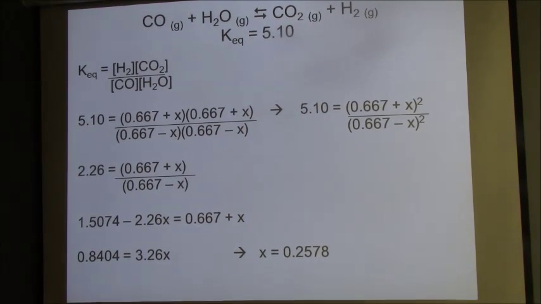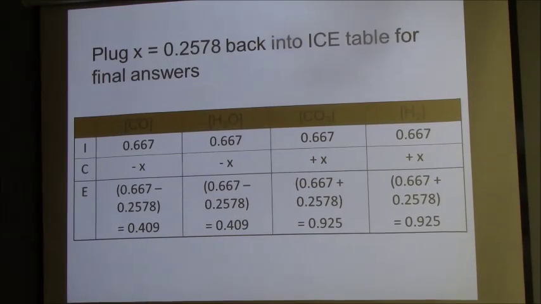But we're not done yet, right? All we know is the value of x. We're only finished once we plug x back into our ice table. So when I plug x back into my ice table, these are my final equilibrium concentrations. We subtracted it from the reactant side, we added it to the product side. And since all of these are already molarities, I don't need to worry about converting, because everything is already in moles per liter. And we're done.